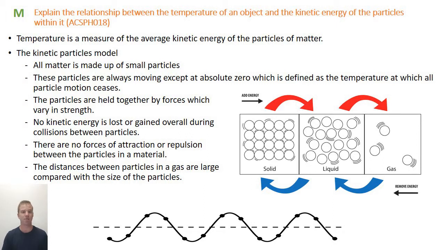No kinetic energy is lost or gained overall during the collision between particles. There are no forces of attraction or repulsion between the particles in a material. The distances between the particles in a gas are large compared to the size of the particles. And you can see that by adding energy, a solid turns into a liquid, then into a gas, and they spread around and have more kinetic energy. And if we remove energy from a gas to a liquid, then you can go towards a solid and get a fixed state. Okay, so you can use a bit of your year 7 to 10 knowledge for this concept of thermodynamics.